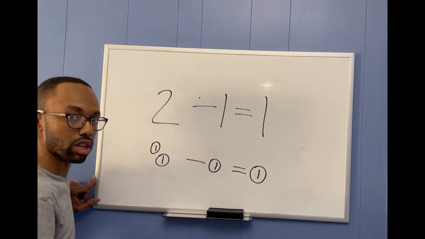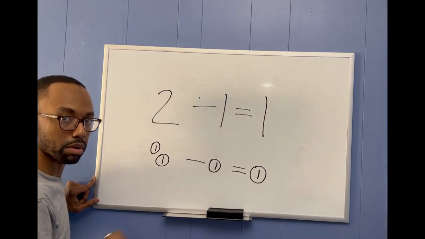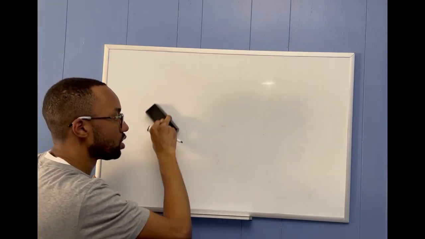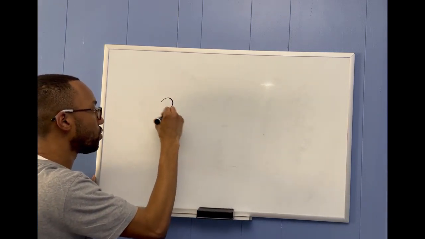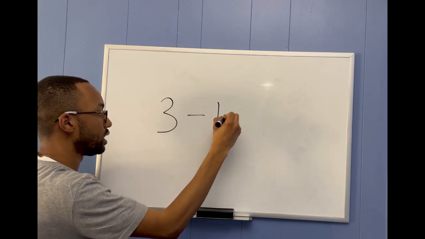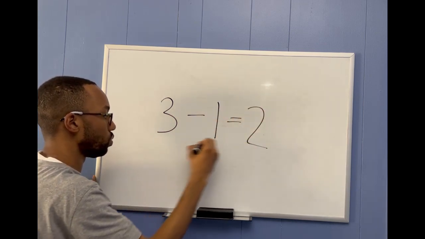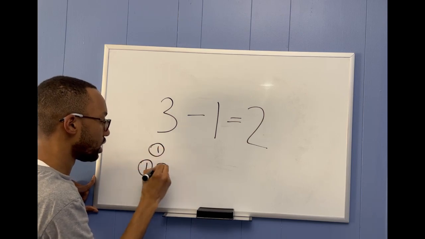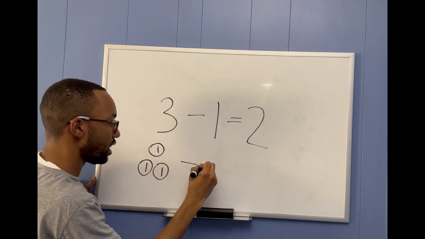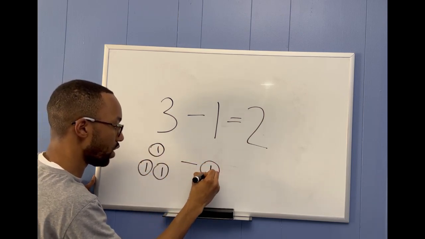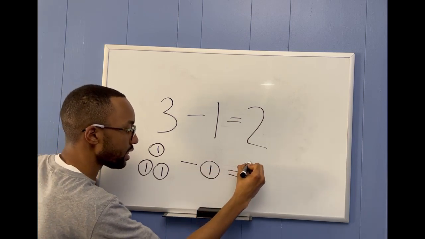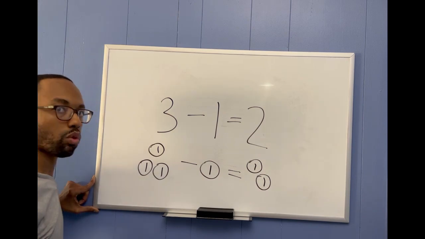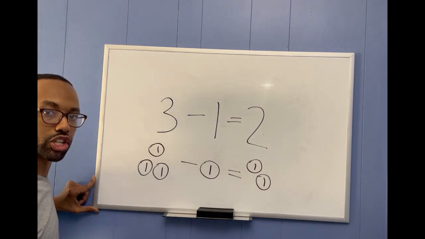Pretty easy, right? Okay, let's step it up a bit. So you have 3 minus 1 equals 2. If you have 3 marbles and you give one of them to a friend, then you will have 2 marbles left. Therefore, 3 minus 1 equals 2.